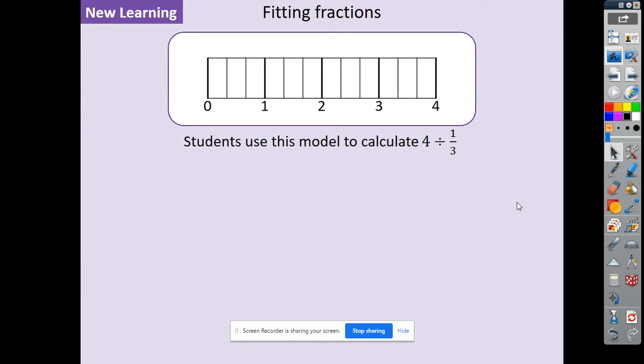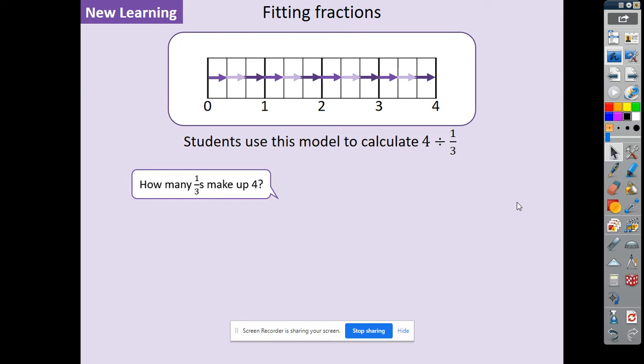So to calculate 4 divided by a third, I need to have a look at how many thirds I have. So I have 1, 2, 3, 4, 5, 6, 7, 8, 9, 10, 11, 12 of them. So 4 divided by a third, how many thirds make up 4, is 12.